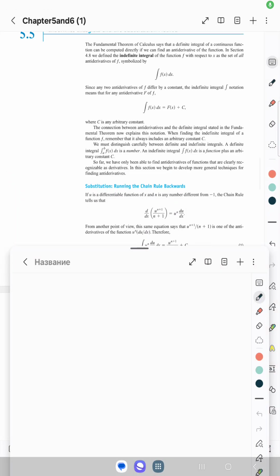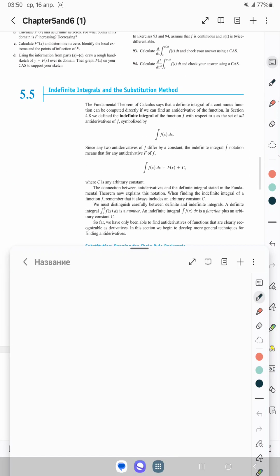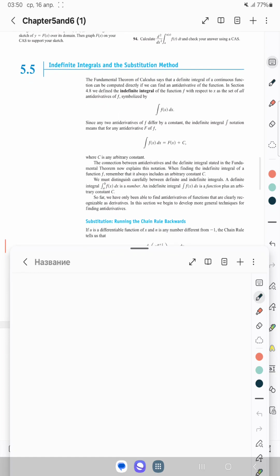So today we'll talk about 5.5 indefinite integrals and the substitution method.